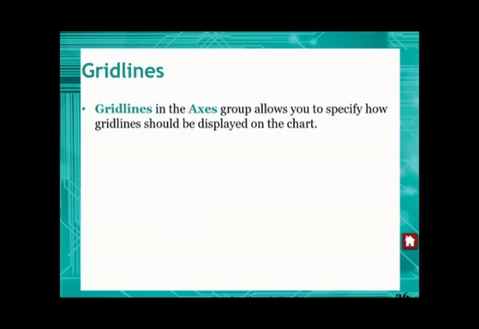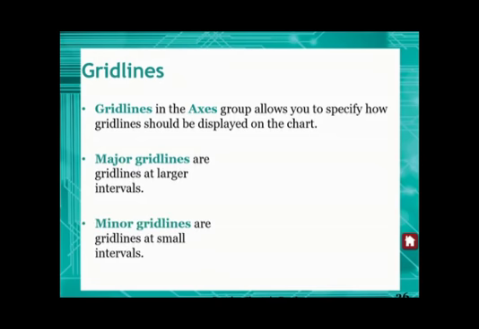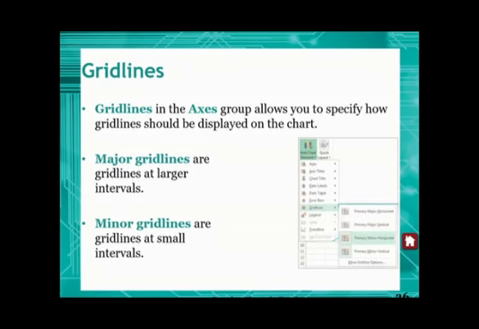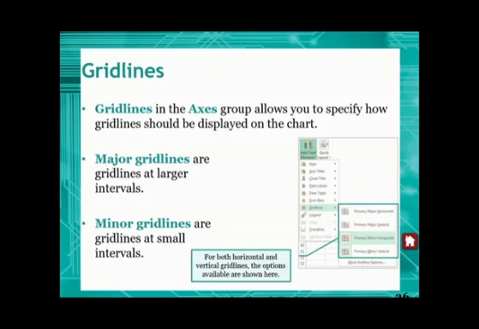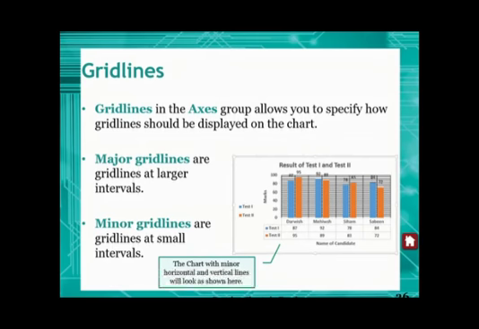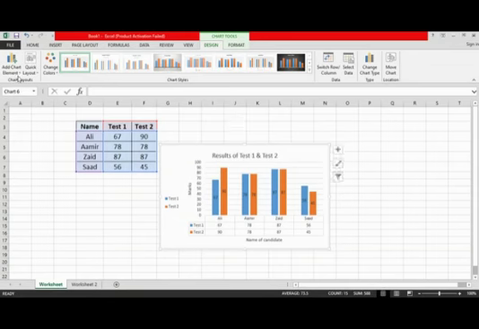Grid lines in the axis group allows you to specify how grid lines should be displayed on the chart. Major grid lines are grid lines at larger intervals. Interval means break. Minor grid lines are grid lines at small intervals. For both horizontal and vertical grid lines, the options available are shown here. The chart with minor horizontal and vertical lines will look as shown here. Now let's practice. Click on add chart element.